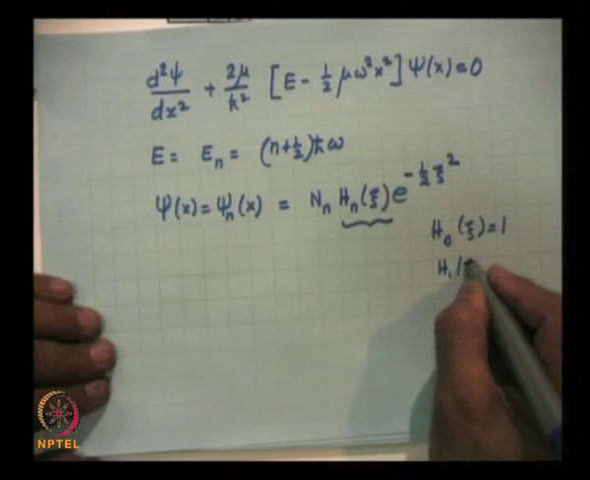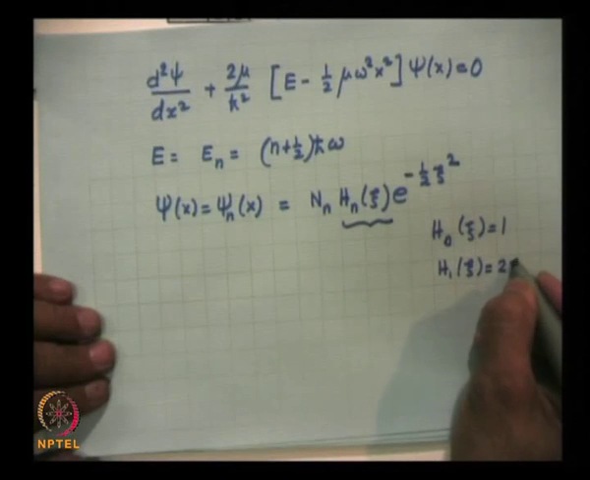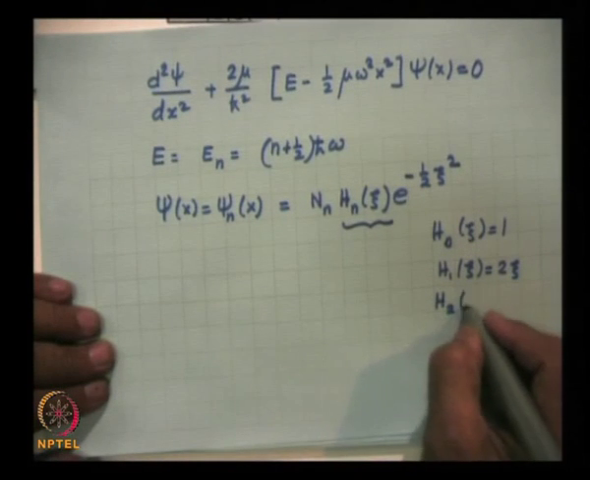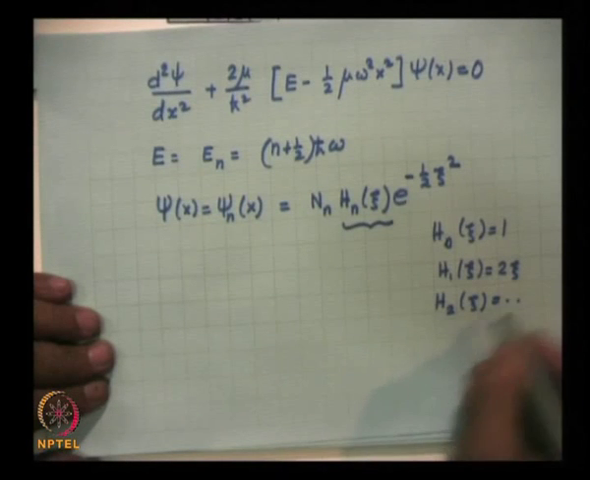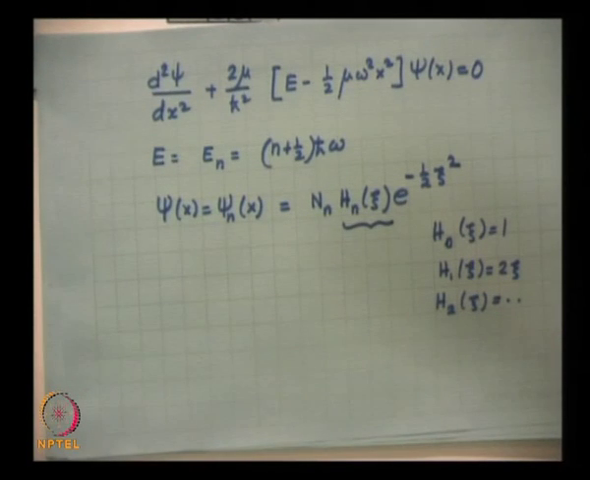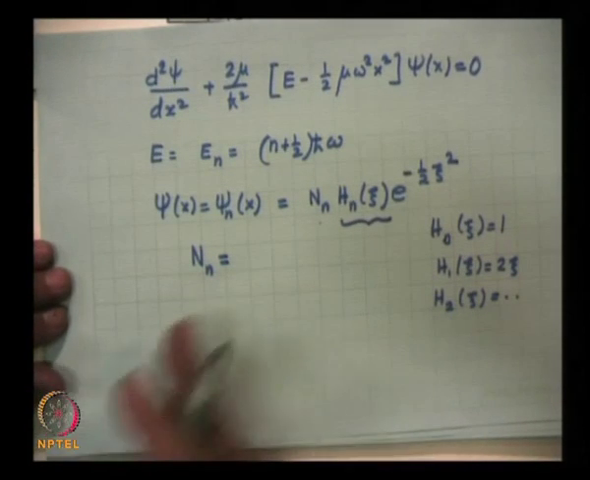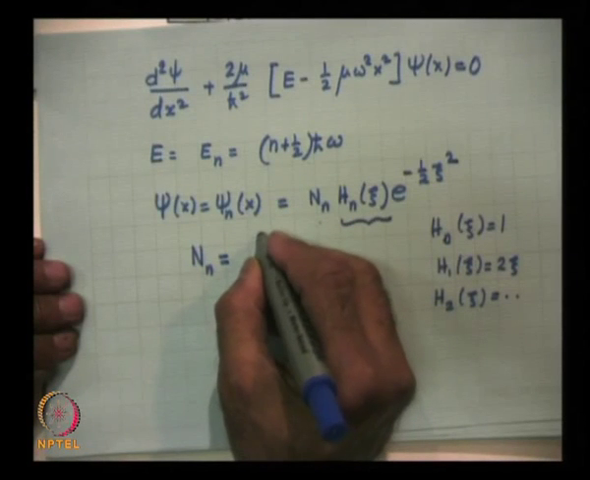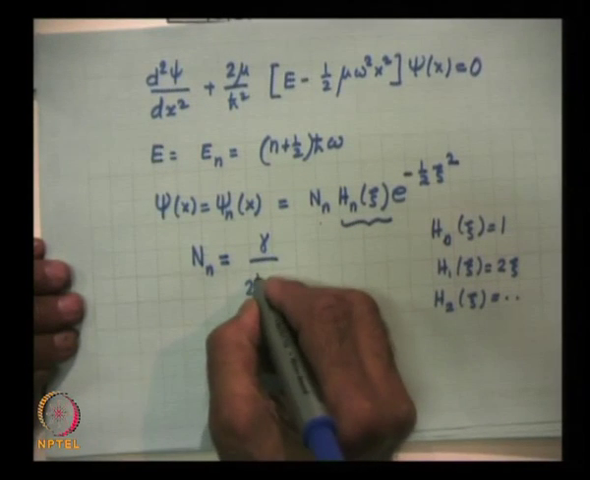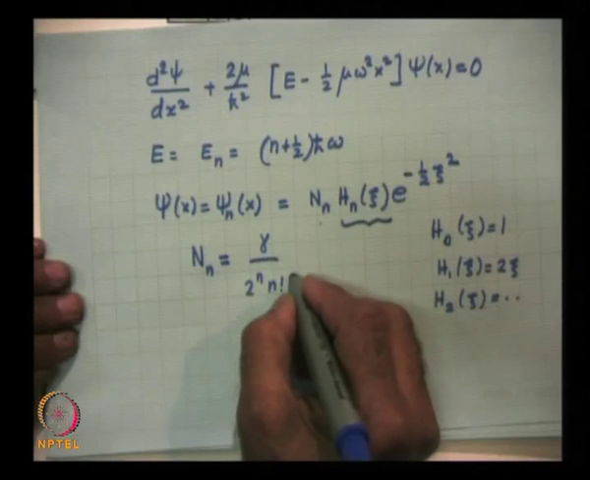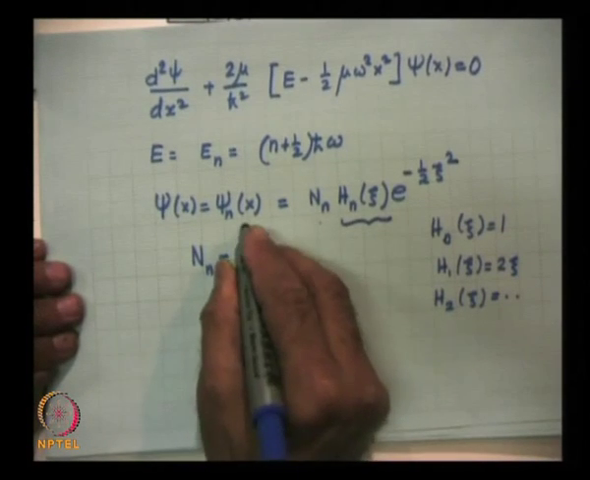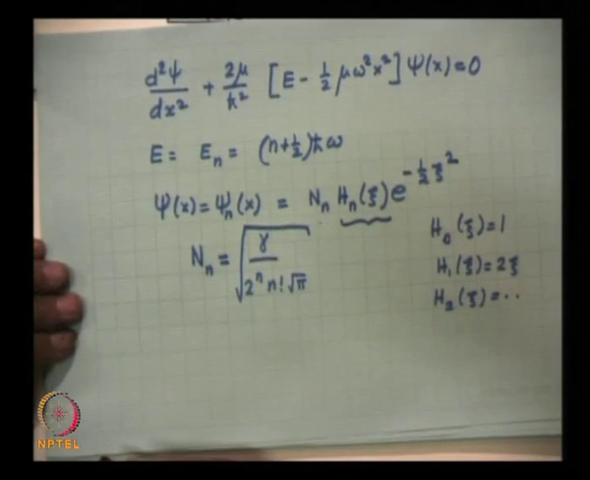H1 of xi is 2 xi, H2 of xi we have found out, and H3, H4. I have actually found out all Hermite polynomials up to H4 of xi. The normalization constant, of course, takes a little more algebra. You have to use the generating function. So that is gamma. You must remember this: 2 to the power of n factorial square root of pi. This is the normalization constant.